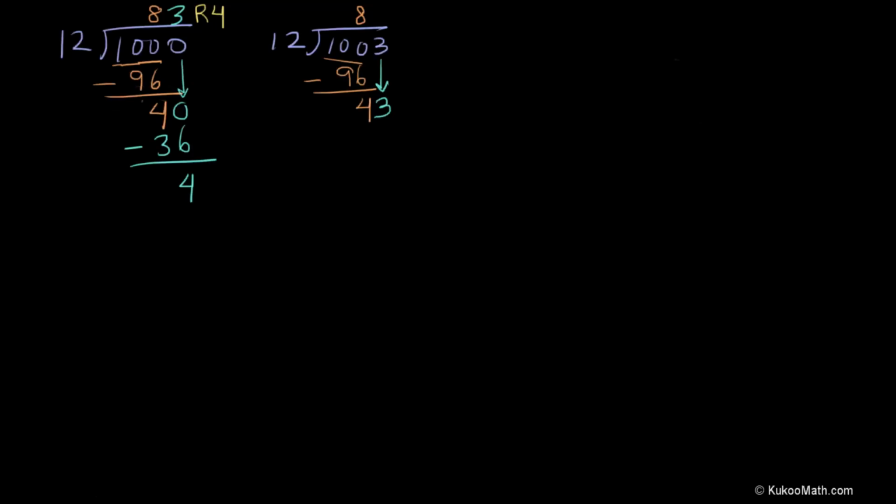That's still too low of a number for us to try to guess 4, because 4 times 12 is 48, so it's still going to be 3. And when we multiply it, it's 36, and when we subtract, it's going to be 7. Now 7 is less than 12, so it's okay as a remainder, so our answer is 83, remainder 7.